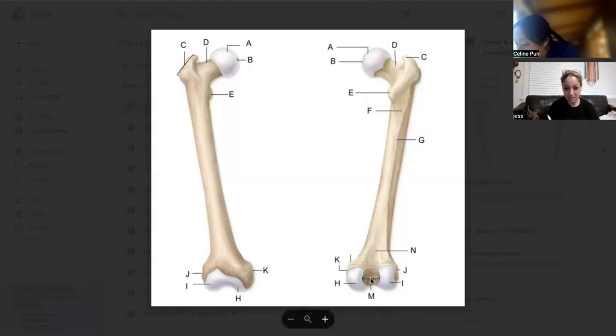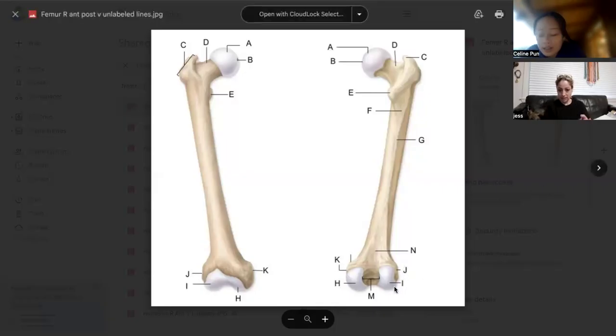Okay, it's starting to make sense though. Okay, awesome. I'm glad I could help. And then there's one more part, J. Did we talk about J? Yeah, I did J. It was the lateral epicondyle. Yep.